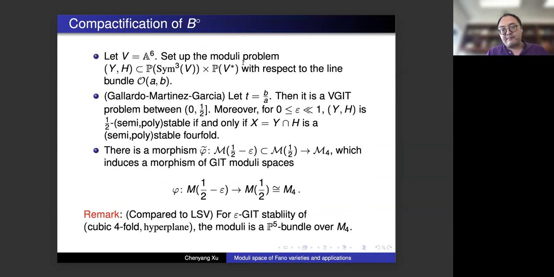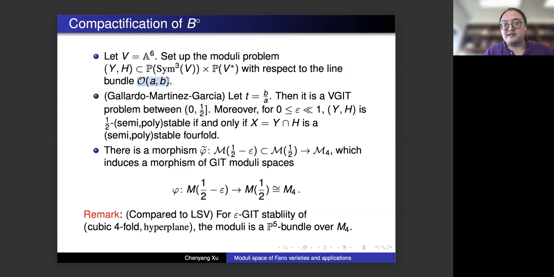Remember, the open part of our base is basically the moduli of Fano cubic fivefolds containing a fixed cubic fourfold. So if I want to compactify this, then of course I want to compactify the moduli of cubic fivefolds. This is what we consider the moduli problem: cubic fivefolds together with a hyperplane, because we want to get this fourfold. We actually don't need K-stability here, although I believe this should be the same as K-moduli, but we just use GIT.